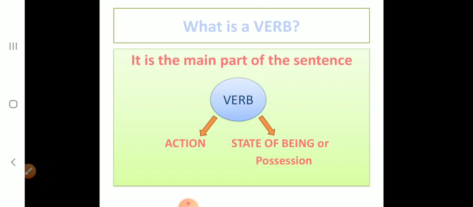From this we understand that verb is the main part of any sentence. If we notice, there is at least one verb in every sentence that we speak. This shows that verb forms a very important part of our vocabulary.